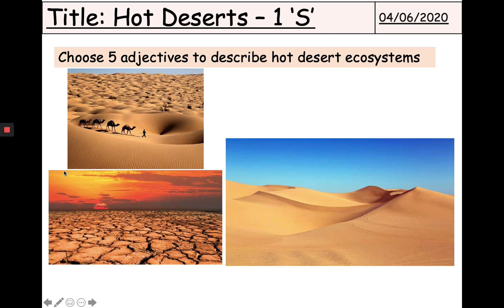Okay, so you've had some time now to have a go at that. So here's just some that I've thought of. Ways to describe the desert would be hot, dry, sandy, arid, and a really good word is inhospitable. Now it's very important that you know that this is a hot desert, not a cold desert. This is a hot desert that we're going to look at.